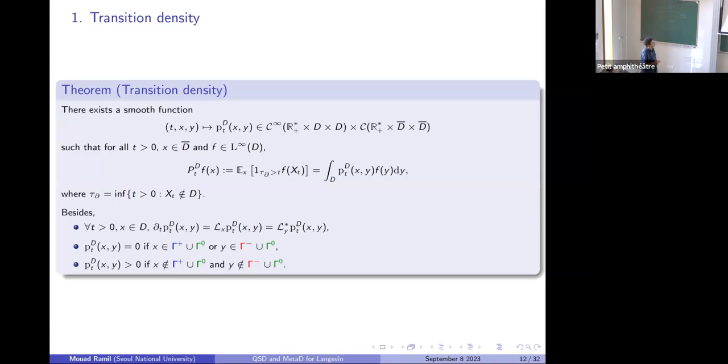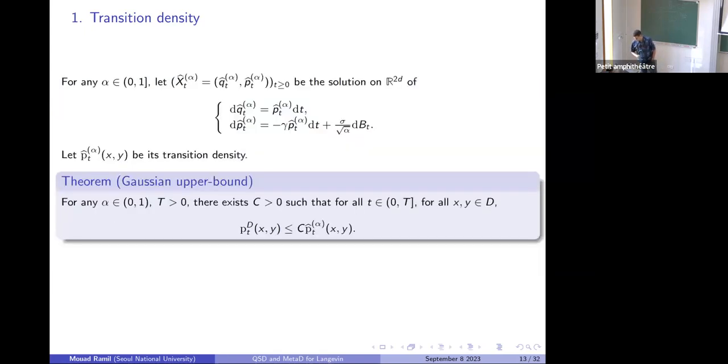And first we show that it admits some smooth density. So we also study the regularity and the positivity of this density. But what is important is that it admits some Gaussian upper bound, which is the density of this Gaussian process, which is the Langevin process where you just cancel the force and you divide the diffusion coefficient by the square root of alpha, some parameter in (0,1). What is interesting is that the density of this Gaussian process is explicit. So you can have all sorts of control for this density.